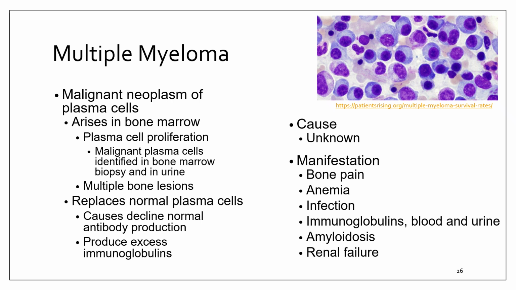Amyloidosis, and renal failure. Why amyloidosis? Well, excess immunoglobulin light chains, they misfold, they deposit in tissue, they form amyloid. This can affect kidneys, heart, liver, and the tongue. Another reason pathology should respect plasma cells. They hold grudges.